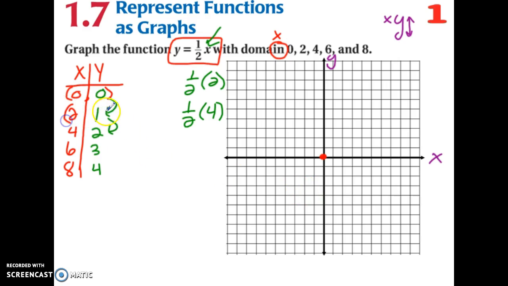Then we have to plot this point 2, 1. X is 2 to the right, y is up 1 right there. Then 4, 2. 1, 2, 3, 4 to the right, up 2. Then 6, 3. 6 to the right on our x-axis, and then y is up 3. And then last, 8, 4, 8 to the right, up 4. There we go. That's all we have to do. We graphed that function.